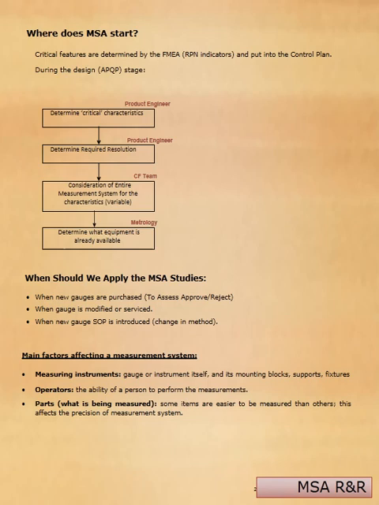Main factors affecting a measurement system. Measuring instruments: the gauge or instrument itself and its mounting, block supports, or fixtures. Operators: the ability of a person to perform the measurements. Parts: some items are easier to measure than others. These affect the precision of the measuring systems.